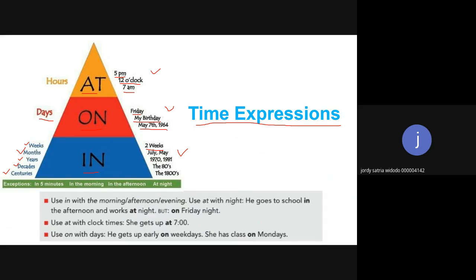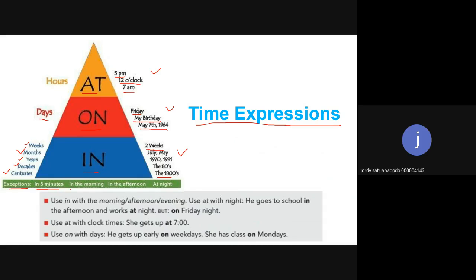And also, if you only have the year, like 1970 or 1980, you need to use in. And then the 80s. The 80s, you also need to use in because it is a decade, 10 years. And then the 1800s. In the 1800s, in can be used to state the centuries, 100 years. So in is more general in this case. And then you can see the exceptions: in 5 minutes. If you want to state the minutes remaining, for example, you need to use in there, in 5 minutes.